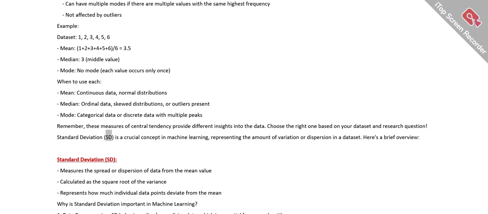Standard deviation, SD, is a crucial concept in machine learning, representing the amount of variation or dispersion in a dataset. Here's a brief overview. Standard deviation measures the spread or dispersion of data from the mean value, calculated as the square root of the variance. Represents how much individual data points deviate from the mean. Why is standard deviation important in machine learning?